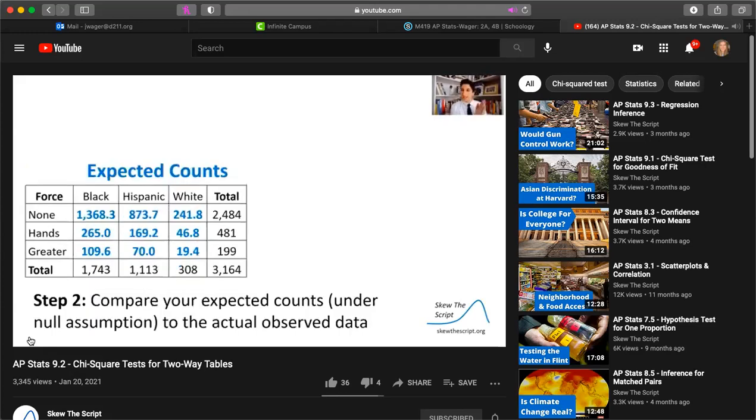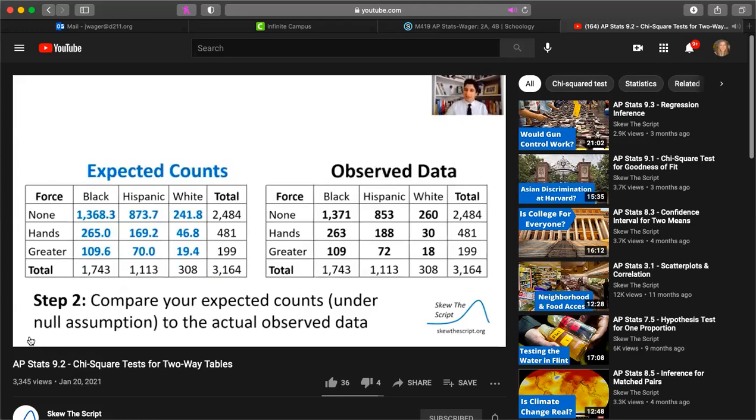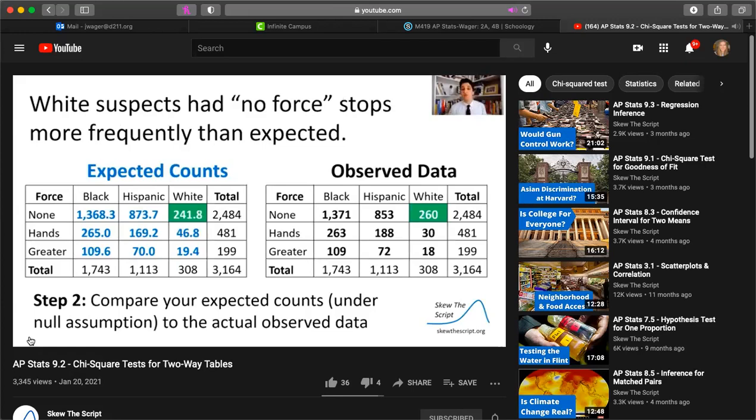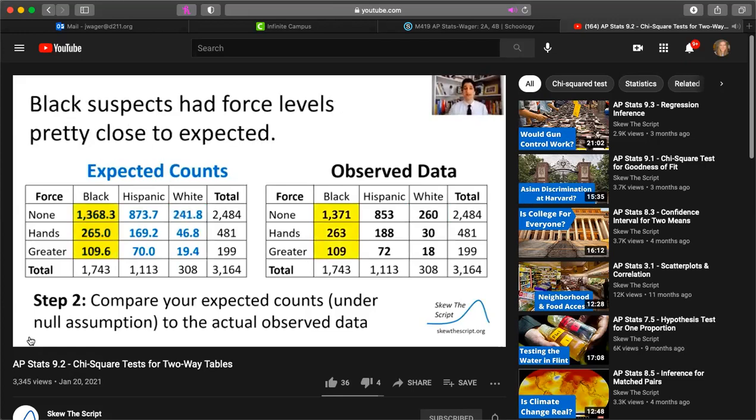So now we're going to take these expected counts and compare them to the actually observed data from our sample. So here is the actually observed data again. We're going to look and see how those comparisons match. White suspects, it looks like, receive force less frequently than expected. Black suspects had force levels pretty close to what was expected.